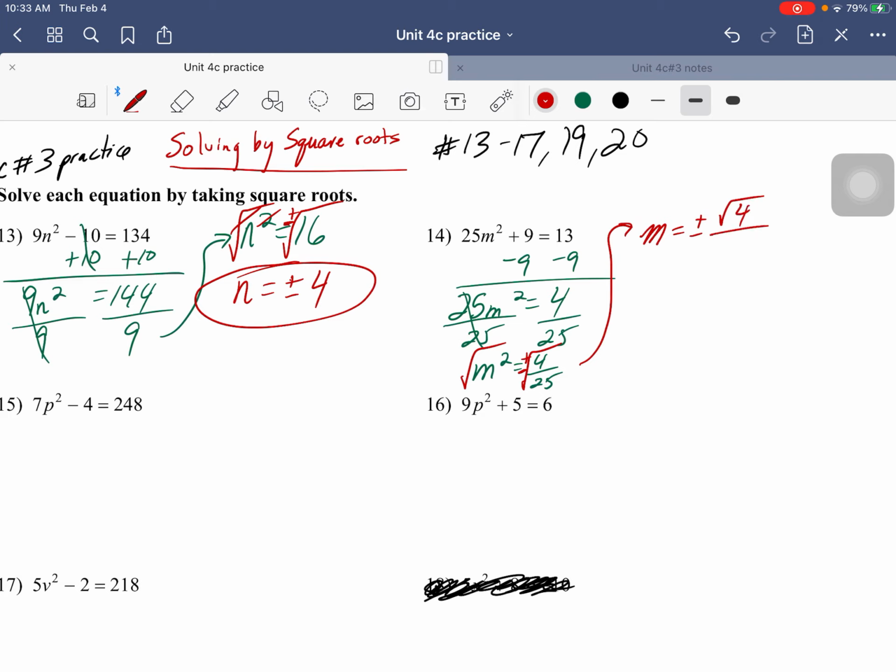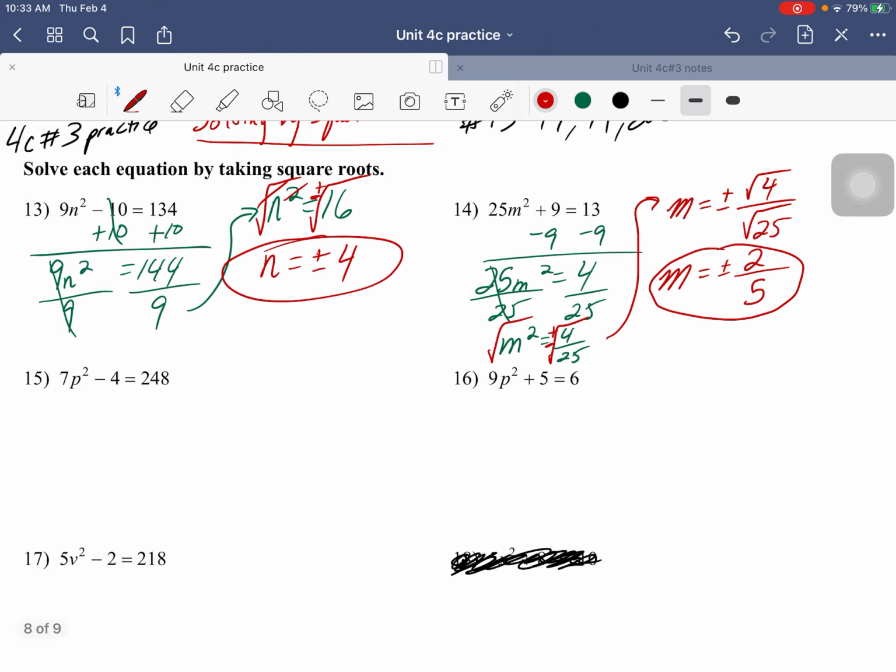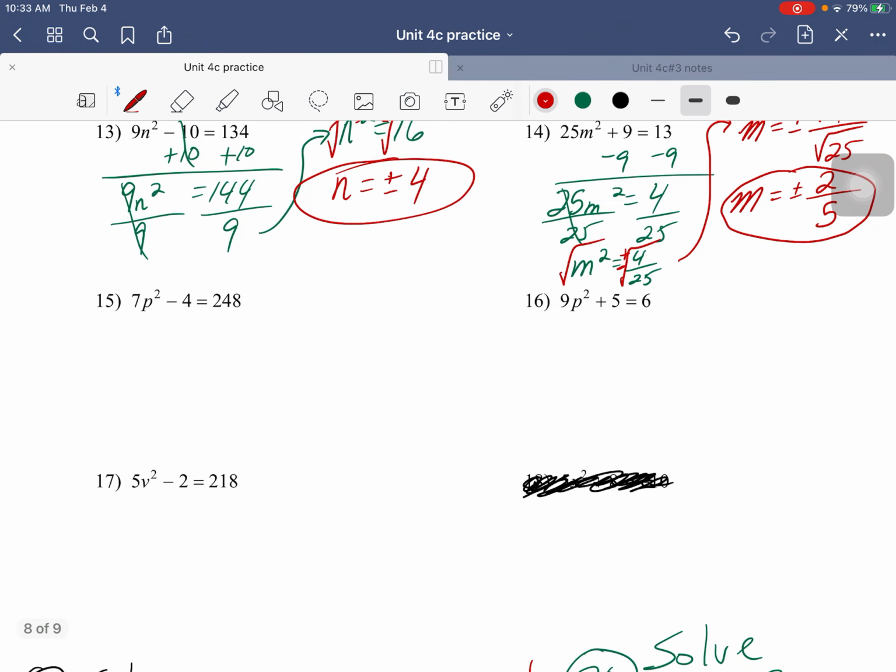The square roots will go to the numerator and the denominator, and you just simplify them separately. So square root of 4 happens to be a perfect square, 2, and square root of 25 is 5. So your answer is a positive 2/5 and a negative 2/5. Number 15. So we're going to add 4.